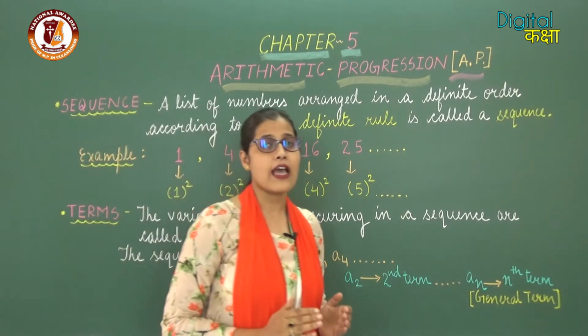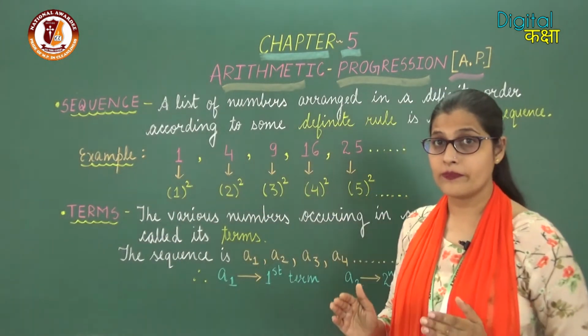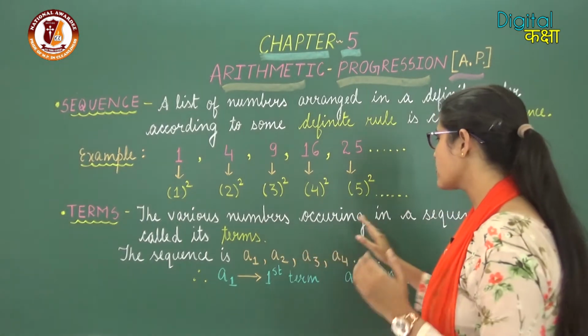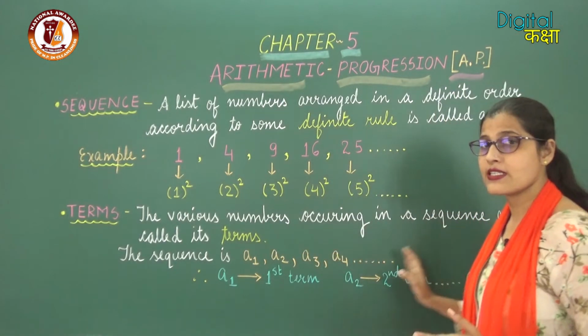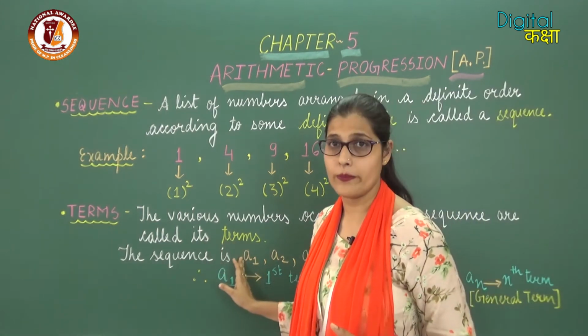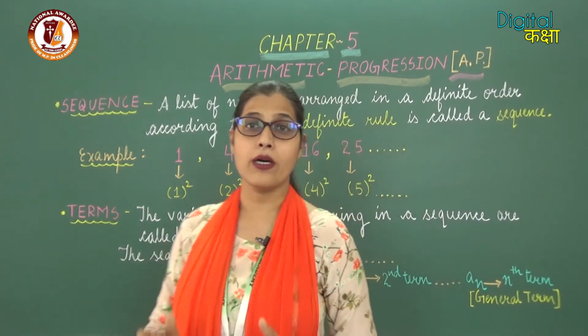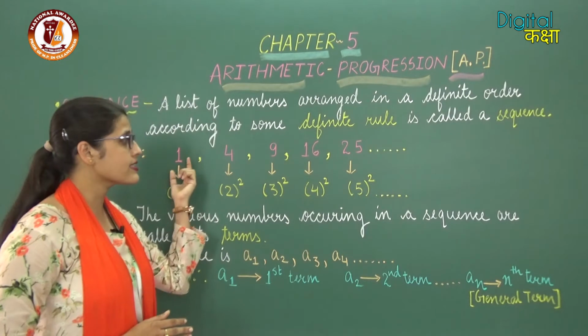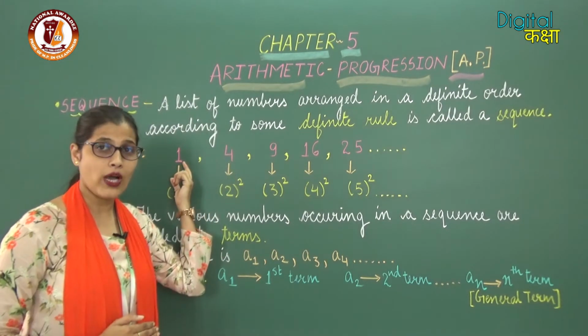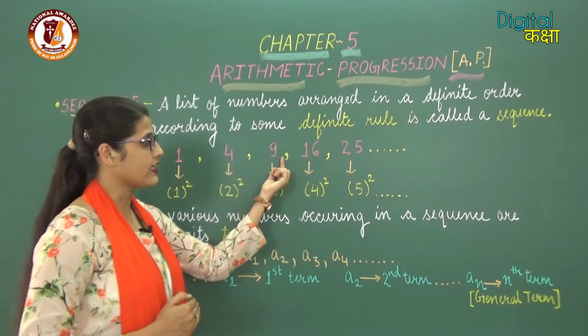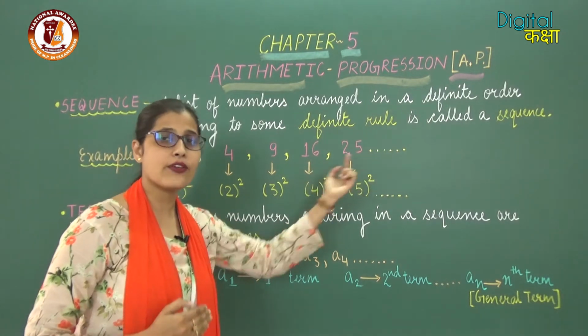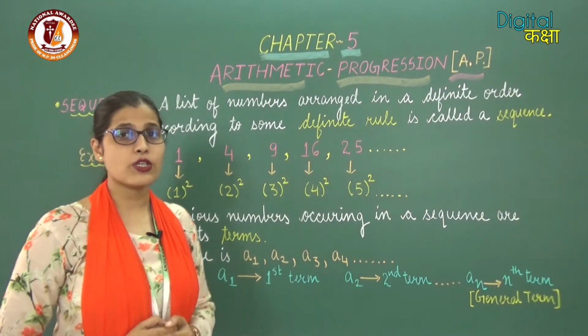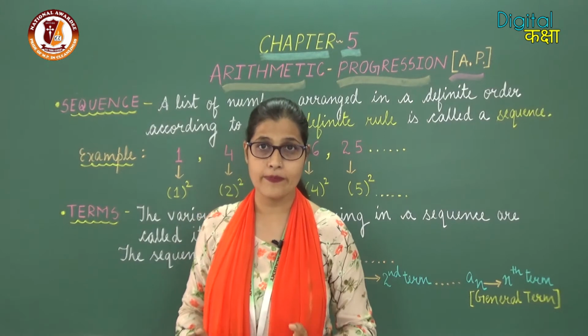Now let us understand about the terms. The various numbers occurring in a sequence are called its terms. As you have seen above, in the given sequence, the numbers 1, 4, 9, 16 and 25 are the terms of the given sequence.